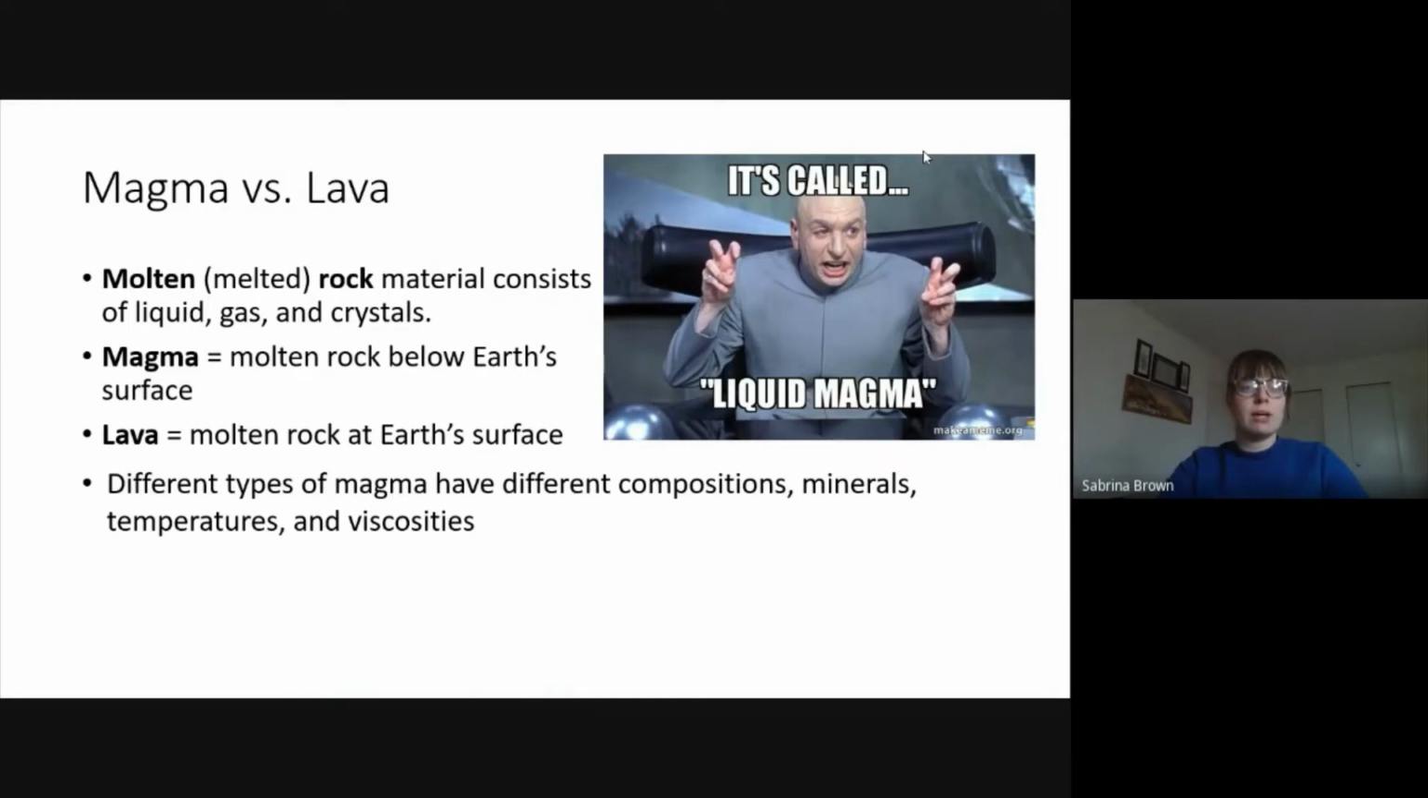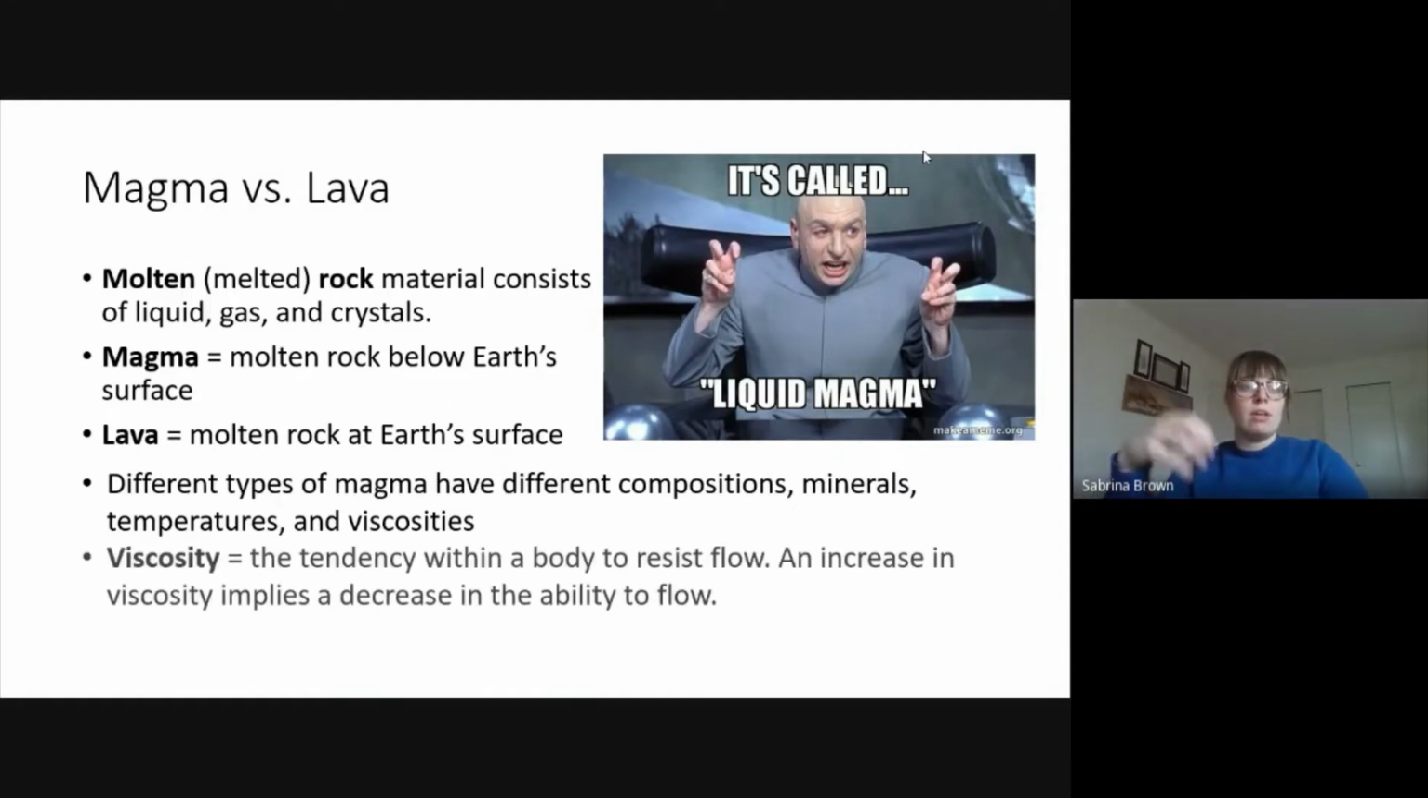And so different types of molten rock have different compositions, different minerals, different temperatures, and different viscosities. And so we classify our magmas based on what their compositions are, what minerals make them up, what temperature they're at, and what their viscosity is. And then those magma compositions are related to the igneous rocks that we end up getting when this magma cools.